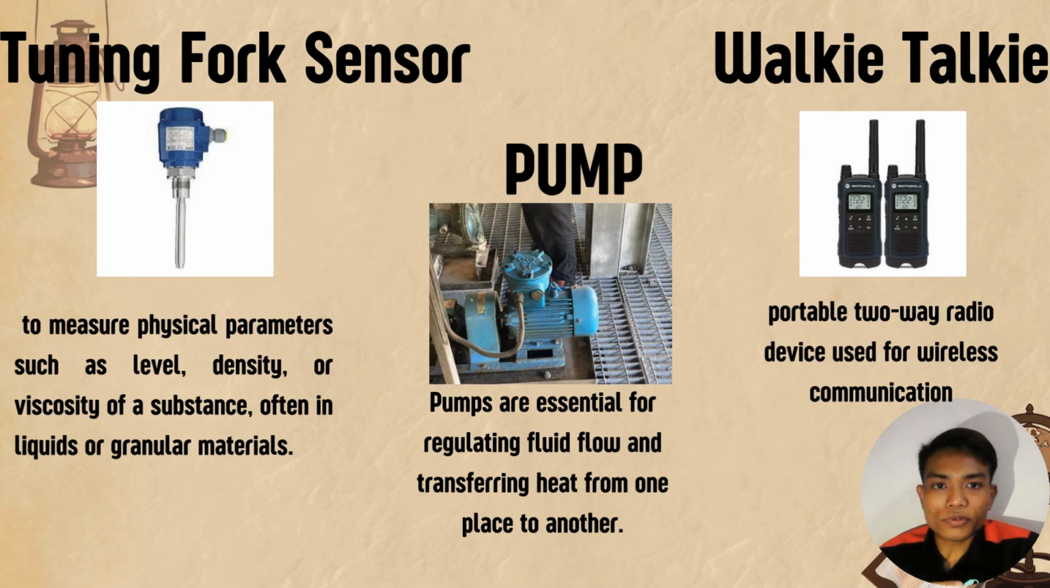And we have the tuning fork sensor, pump, and walkie-talkie. The tuning fork sensor measures physical parameters such as level, density, or viscosity of a substance, often in liquid or granular material. A pump is essential for regulating fluid flow and transferring heat from one place to another. A walkie-talkie is a portable two-way radio device used for wireless communication.